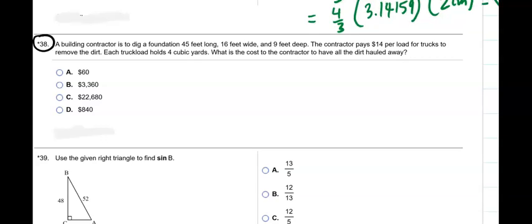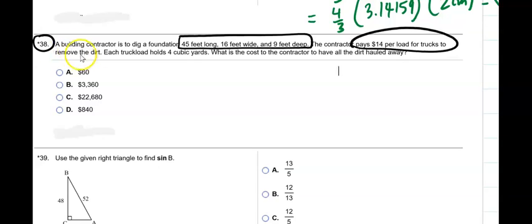Question number 38. A building contractor is to dig a foundation 45 feet long, 16 feet wide, and 9 feet deep. The foundation must be in a box shape. Okay, so the contractor pays $14 per load per truck to remove the dirt. See, that's the price per load for trucks to remove the dirt. Each truck holds 4 cubic yards. Remember that one truck holds 4 cubic yards.